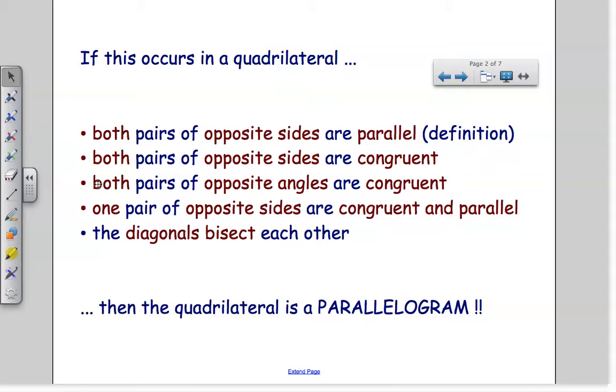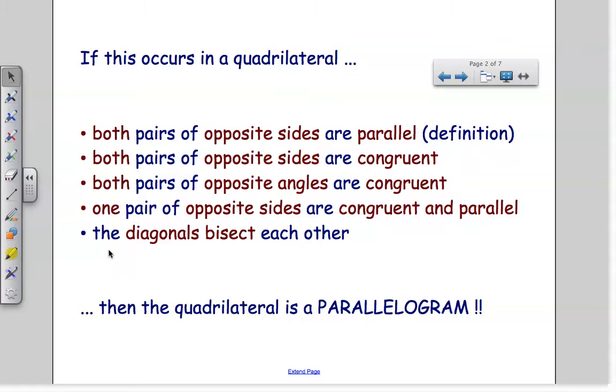The third criteria, if you see both pairs of opposite angles are congruent in a quadrilateral, then it is in fact a parallelogram. Another one, if you see one pair of opposite sides that are both congruent and parallel, that would be enough info to know for certain that that quadrilateral is a parallelogram.